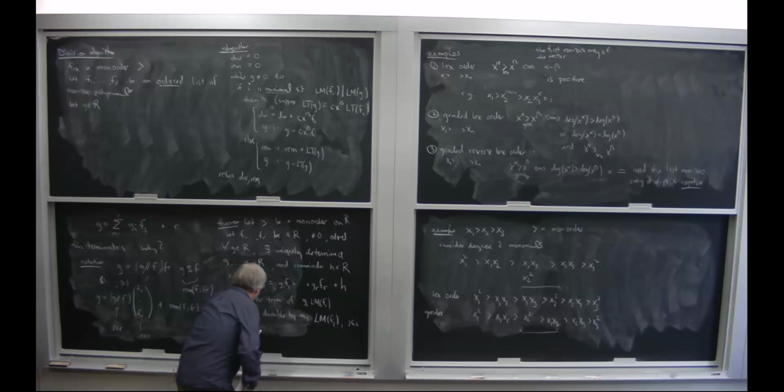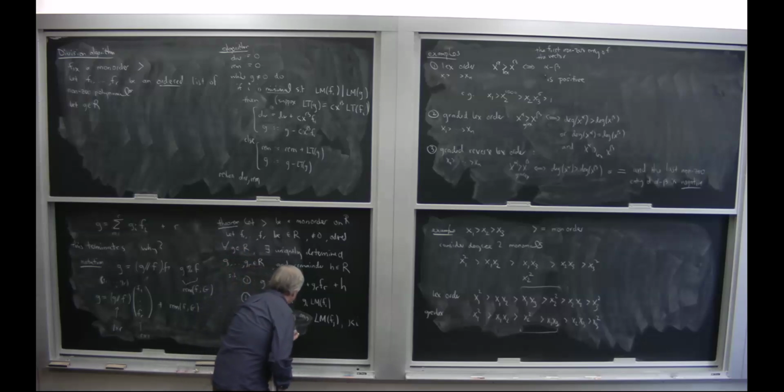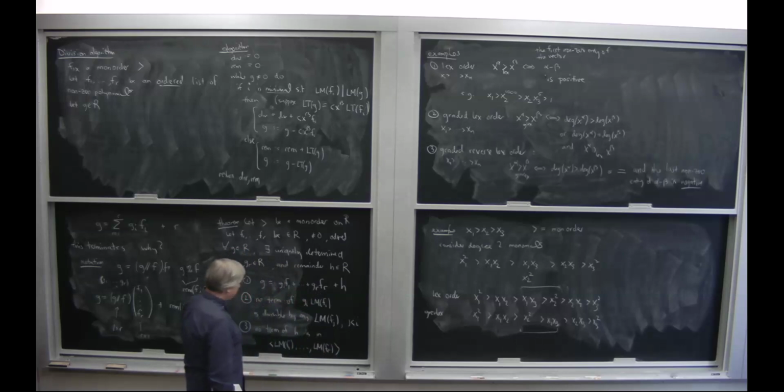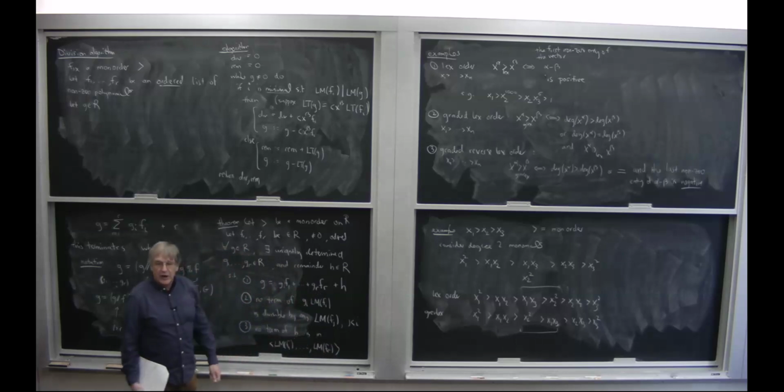And the third thing is that no term of H, the remainder, is in the ideal LM of F1, ..., LM of FR. If it were, we would actually remove it.